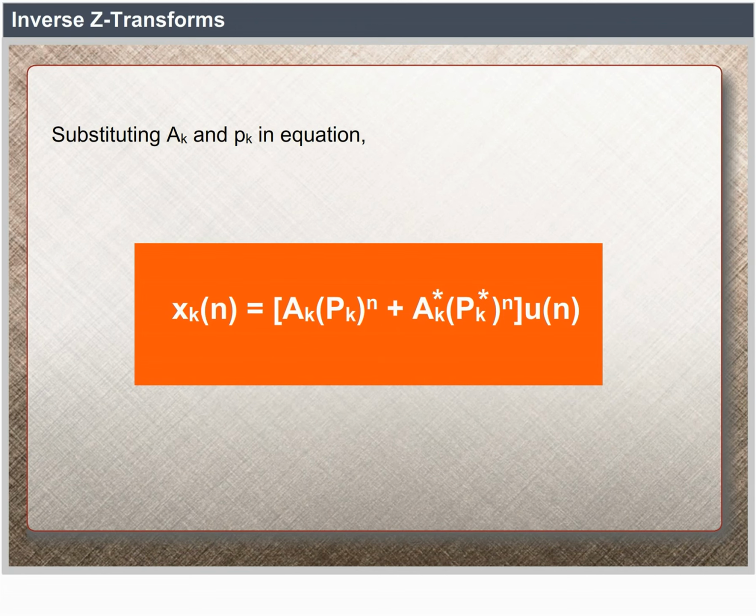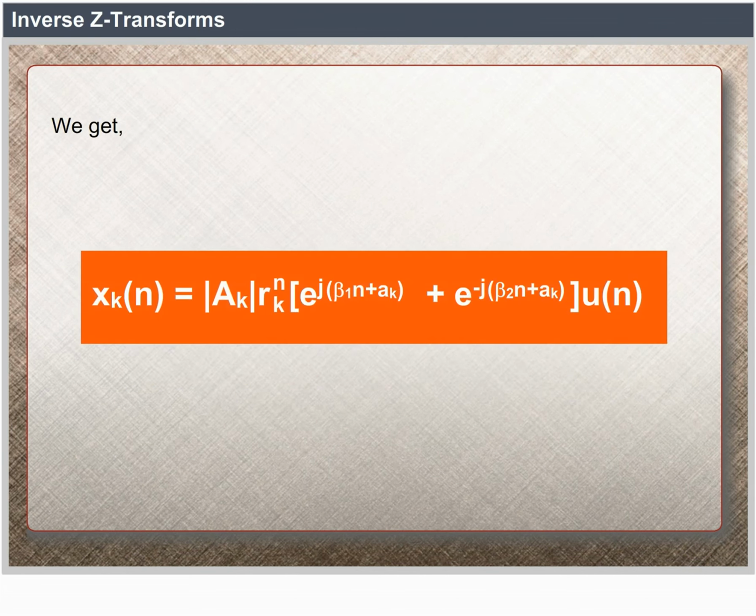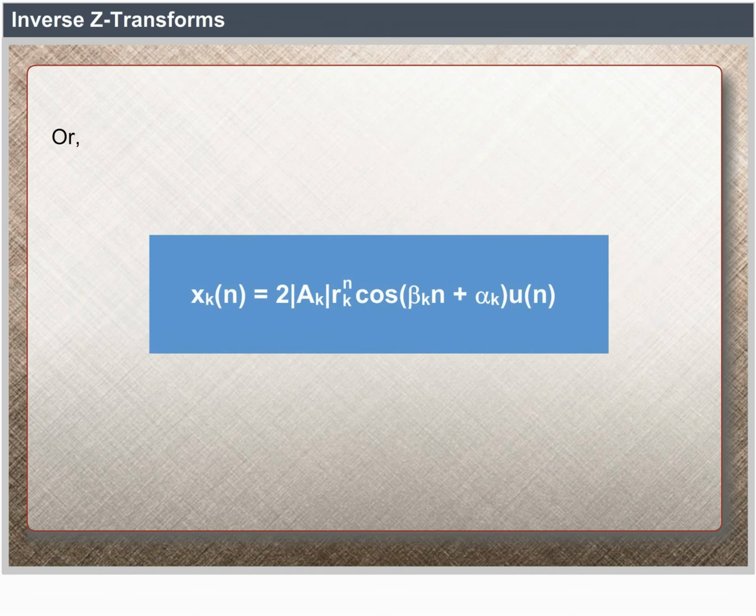We get xk of n equal to modulus of ak rk power n into within the bracket e power j of beta kn plus alpha k plus e power minus j of beta kn plus alpha k into u of n, or xk of n equal to 2 times modulus of ak rk power n cos of within the bracket beta kn plus alpha k into u of n.